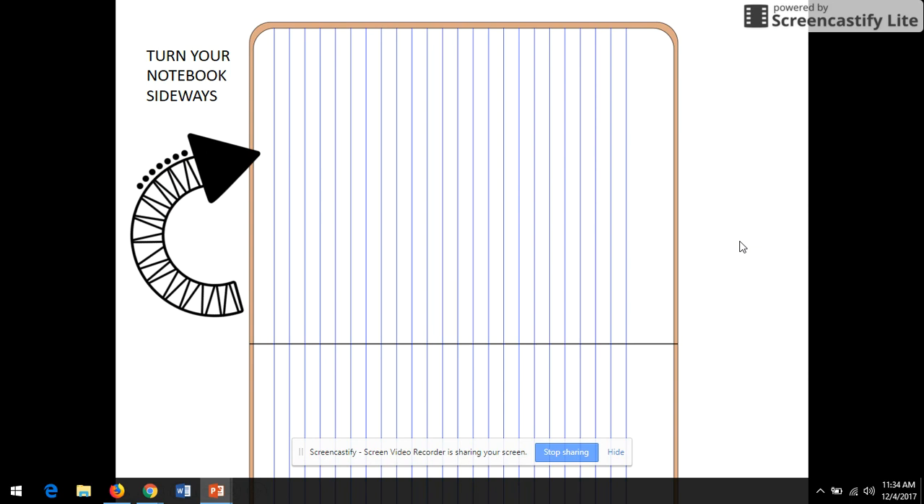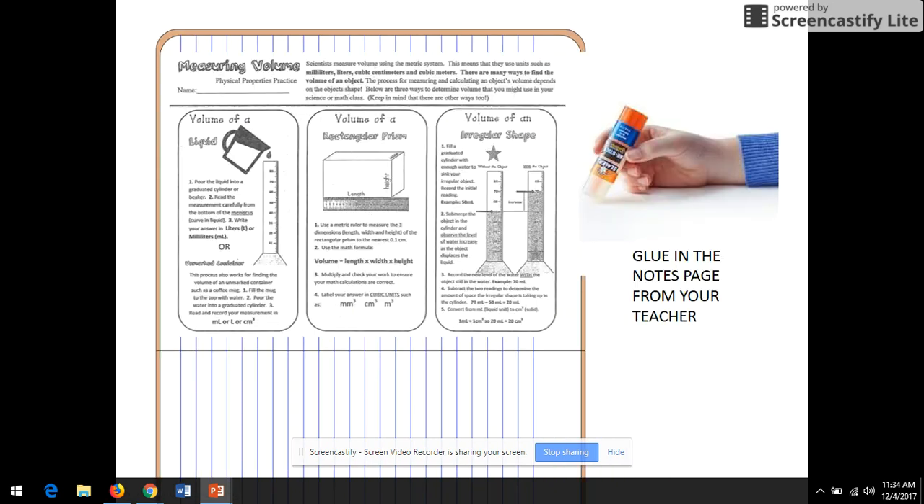Turn your notebook sideways. Glue in the notes page from your teacher. So you'll see here we have a 3-column notes page for volume. It covers 3 different ways to find volume that we'll be using in class.